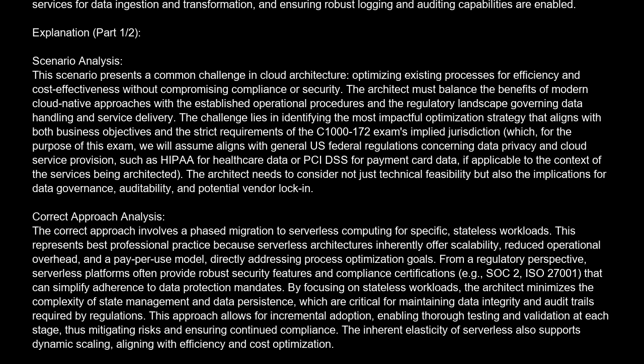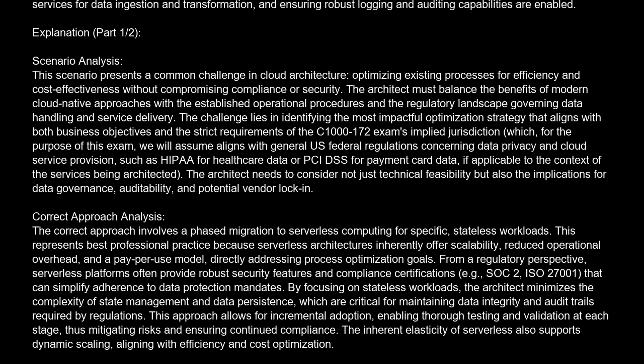The challenge lies in identifying the most impactful optimization strategy that aligns with both business objectives and the strict requirements of the C1000-172 exam's implied jurisdiction, which, for the purpose of this exam, we will assume aligns with general U.S.